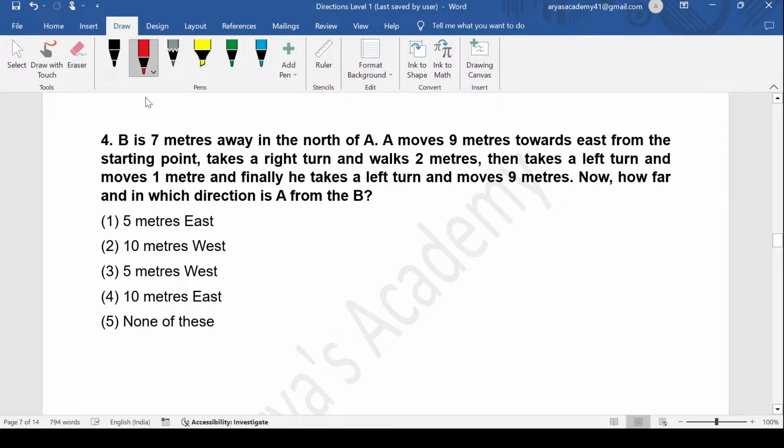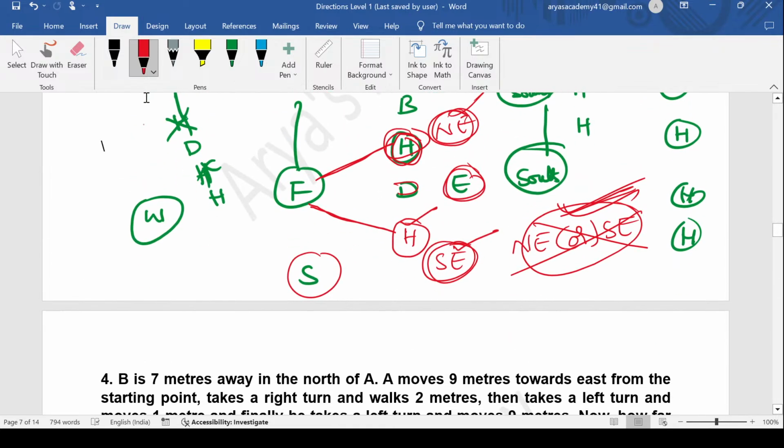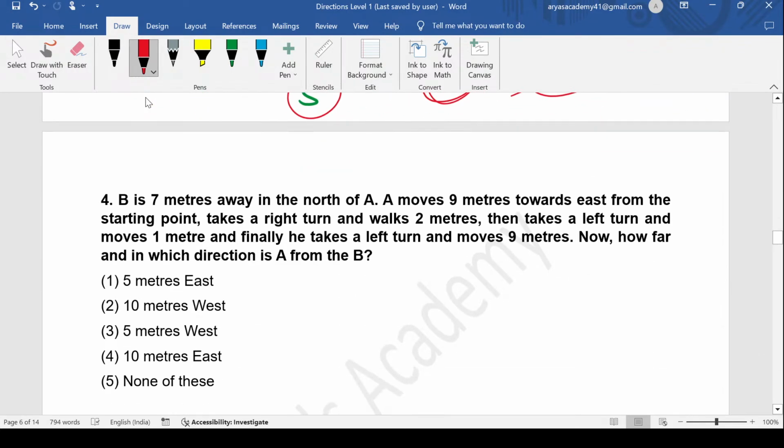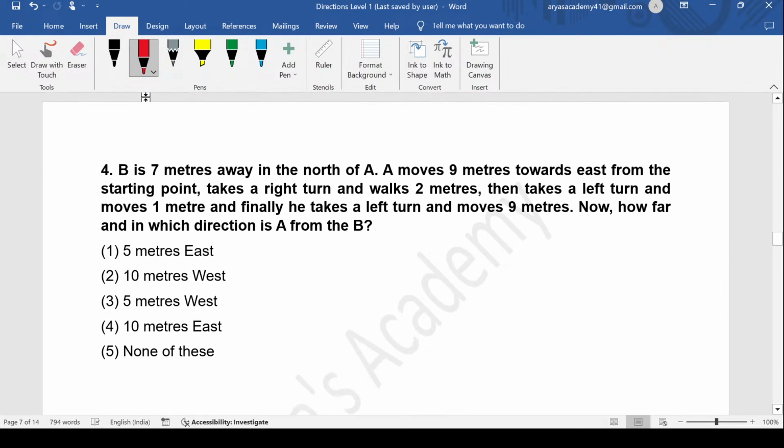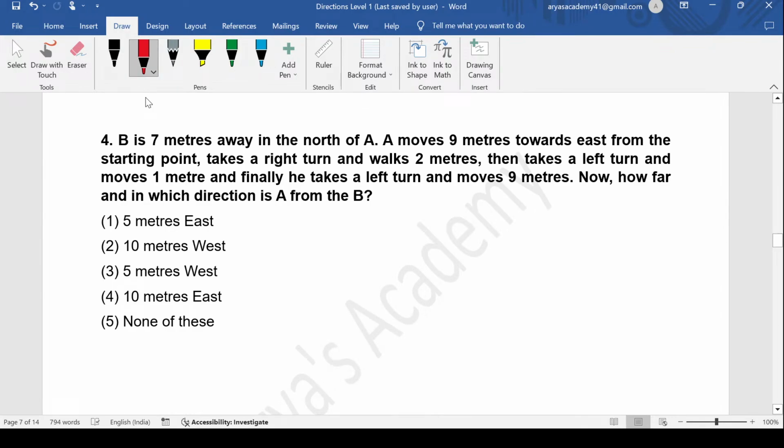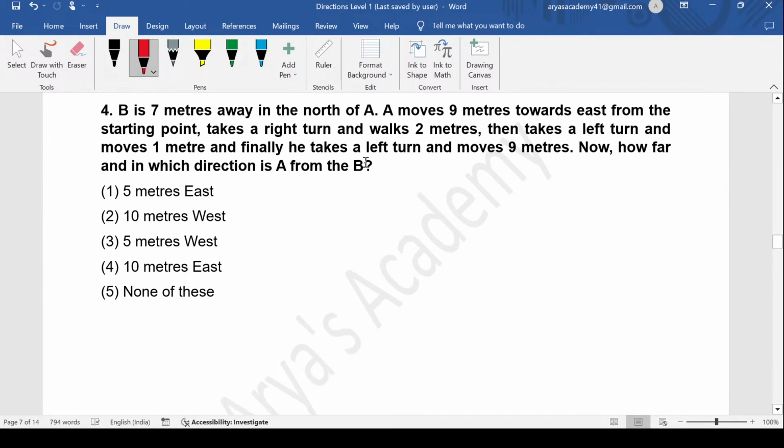Is there any confusion with respect to question number 3? Okay, I think you are clear with the concept. I'm moving to question number 4. Can you answer question number 4, please?